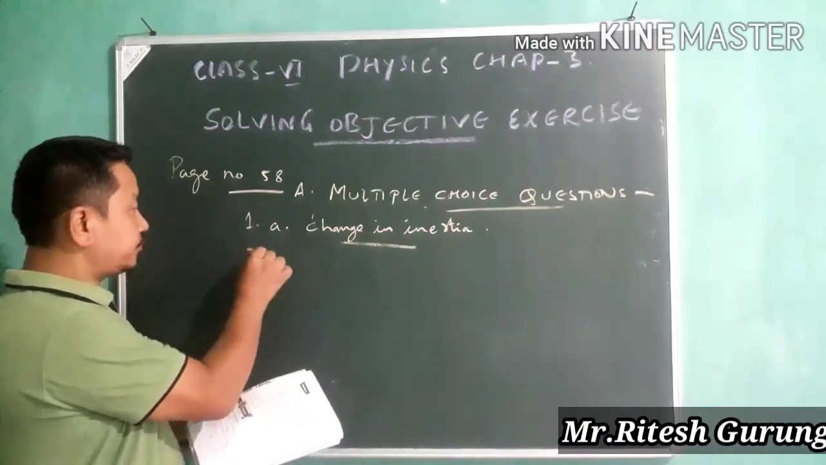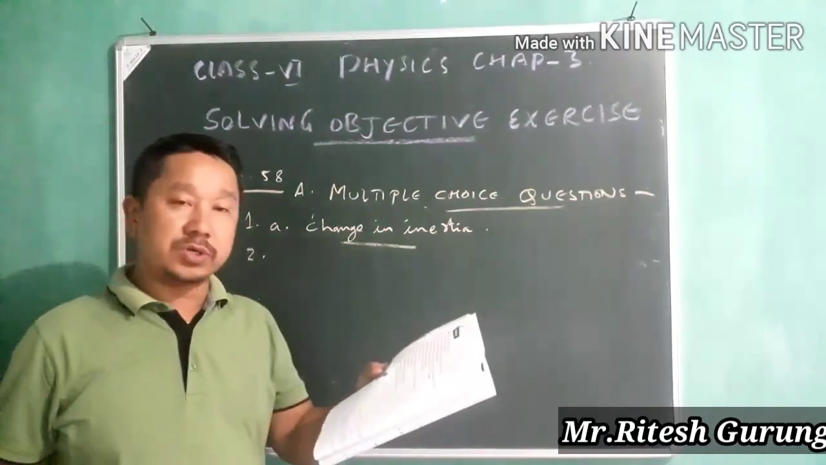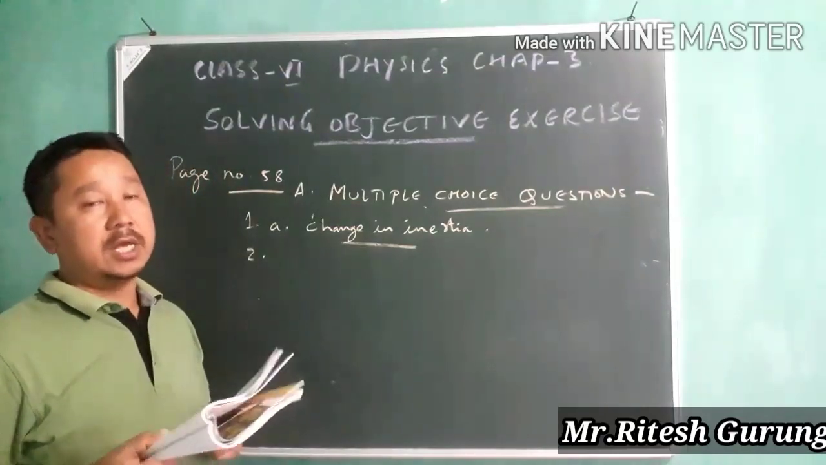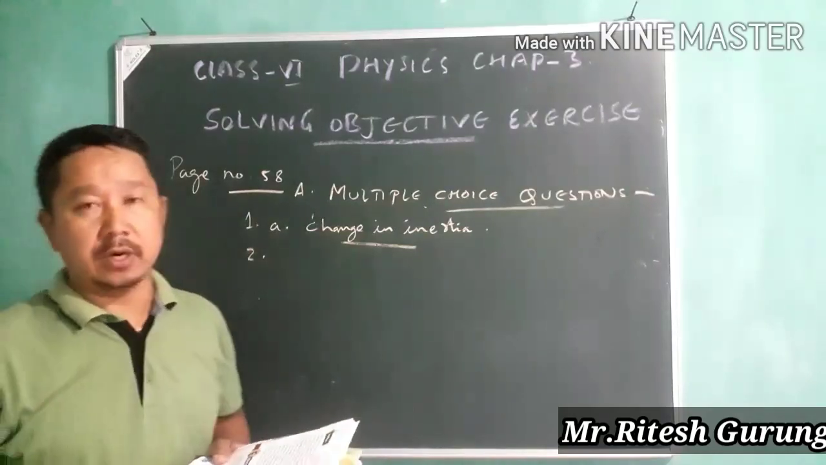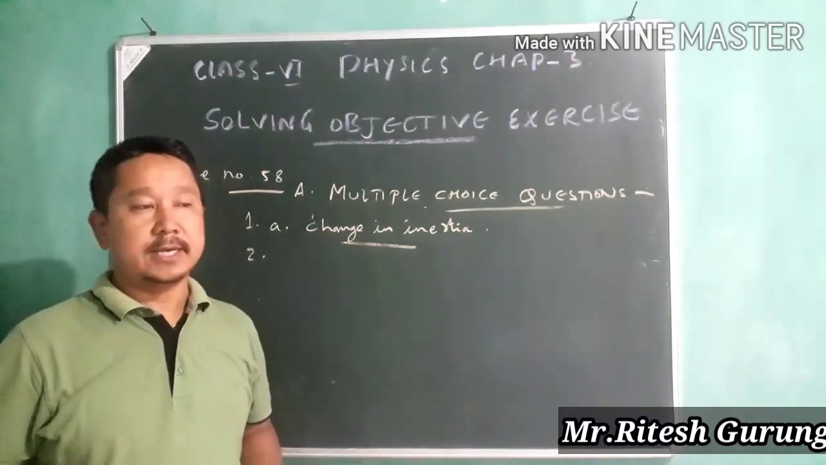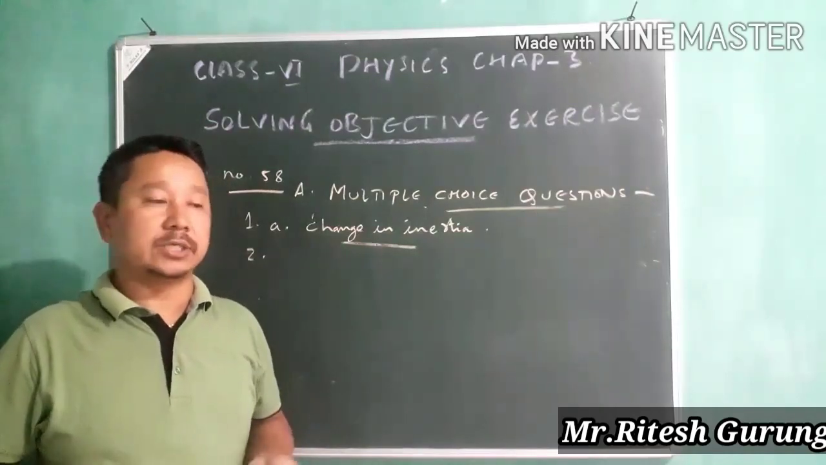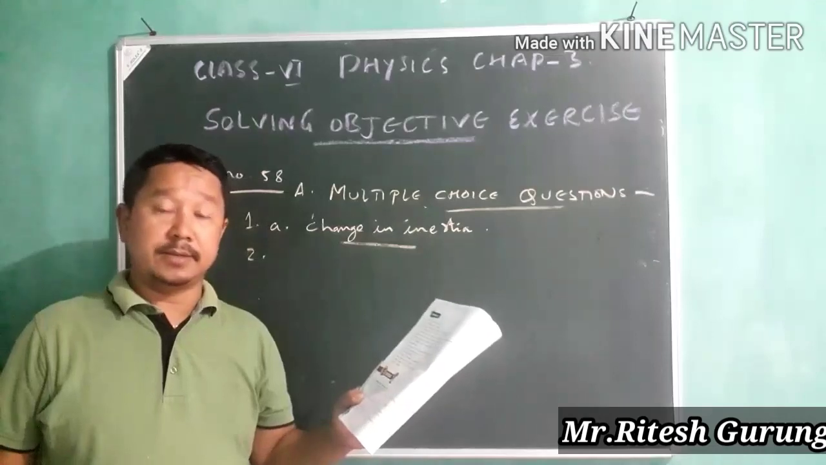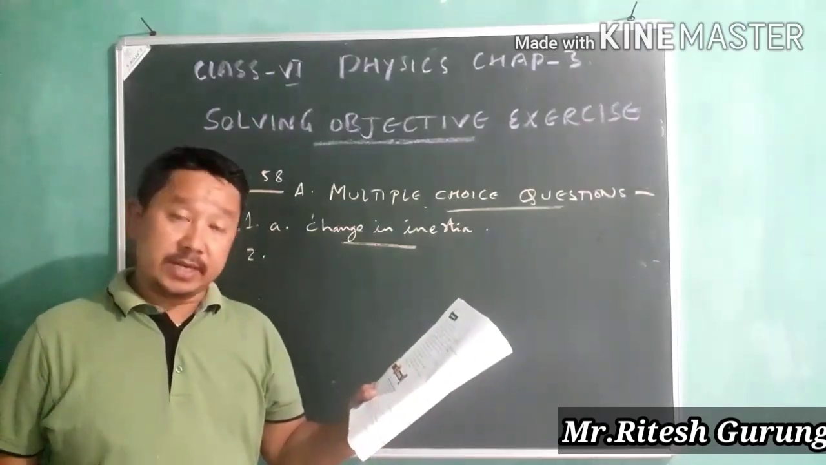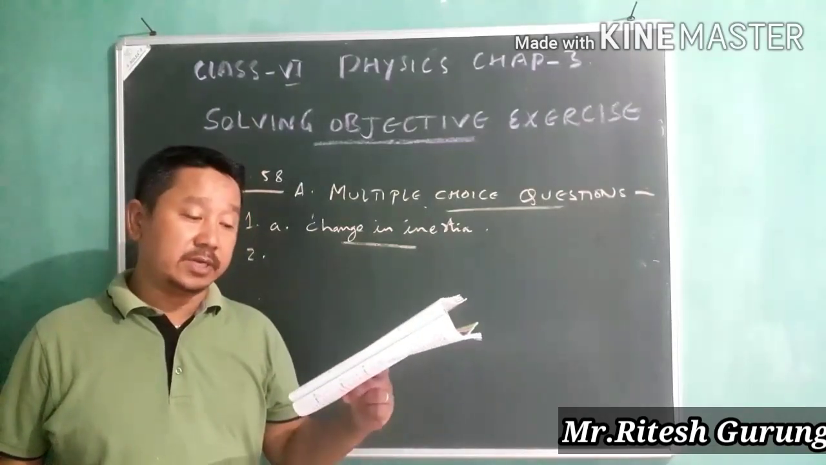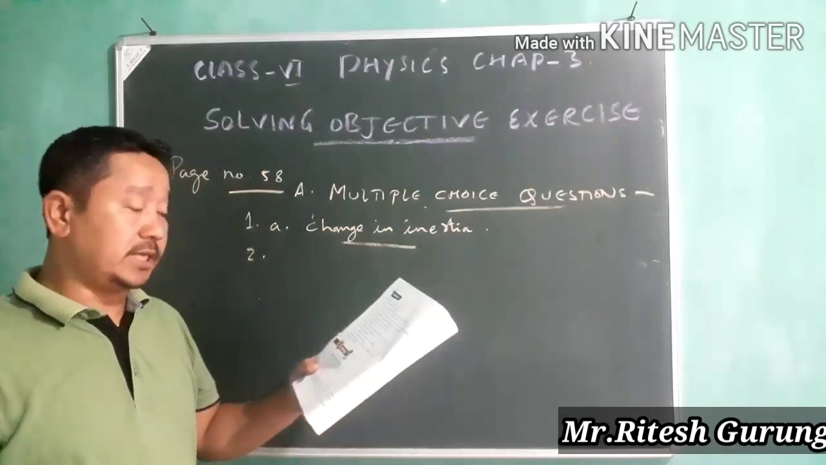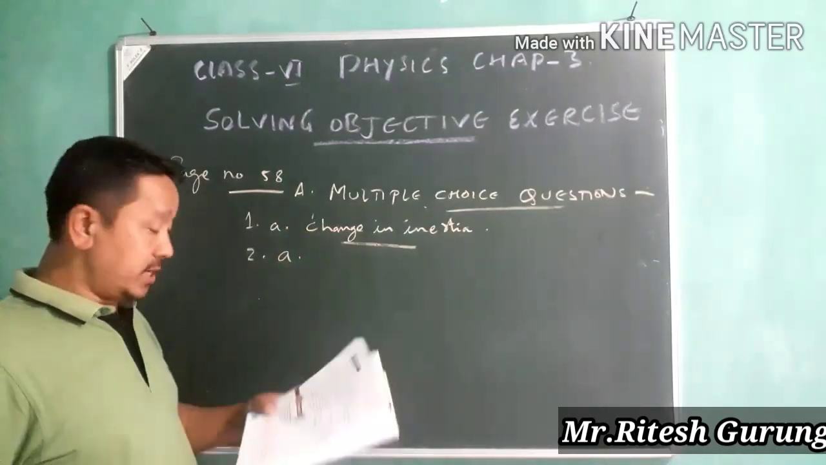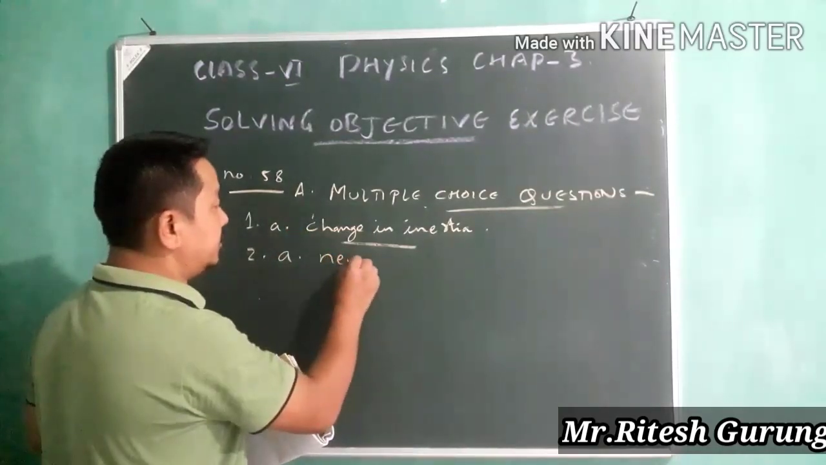Then number 2, the unit of force is what? What is the unit of force? We cannot say 2 kg of force. We cannot say 2 liter of force. What could be the right answer from the given options? Number A Newton, number B kilogram, number C meter, number D second. So it is again the option number A, that is Newton.